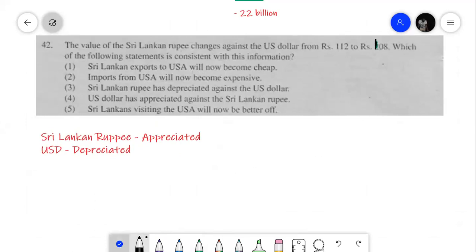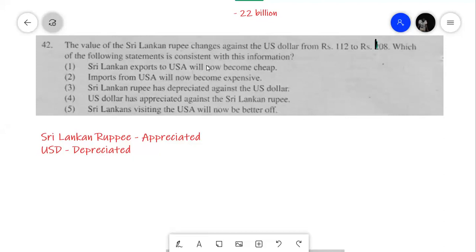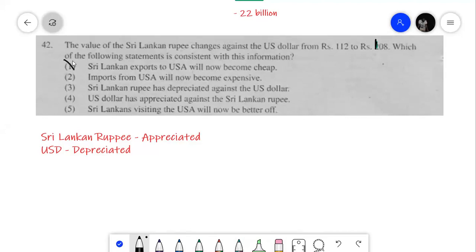Okay, right. So Sri Lankan exports to USA will now become cheap. What do you think? Yes or no? If the Sri Lankan rupee has appreciated, now our exports will be expensive, no? Earlier, the US buyer with $1 could buy 112 rupees worth of goods. But now, from $1, he can only buy 108 worth of goods. So for him, it is more expensive now. So your exports have become more expensive. So it's wrong. Sri Lankan exports will not become cheap, they will become more expensive.